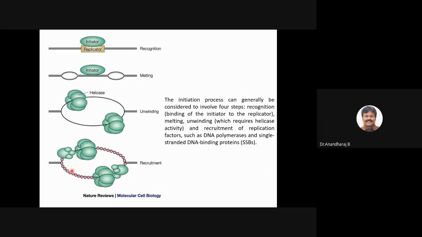Then the DNA polymerase and all the protein factors will bind, and you can see small beads here. That is called SSB, the single stranded DNA binding protein. It will bind only to single stranded DNA and prevent the renaturation of the complementary strands.